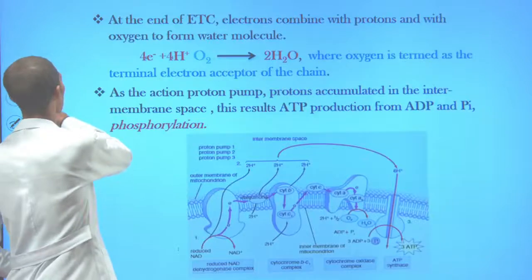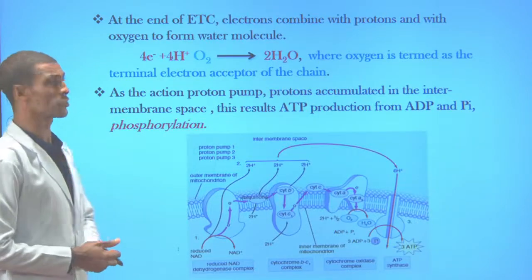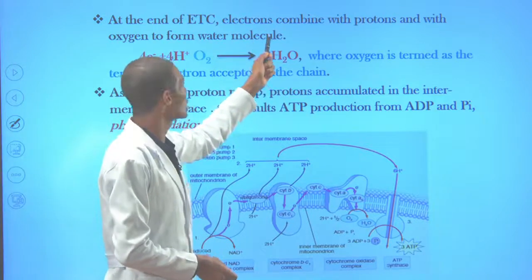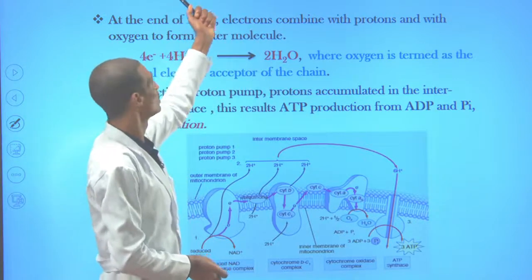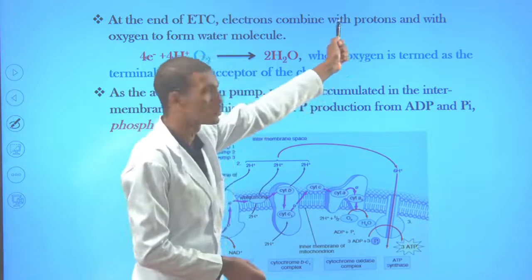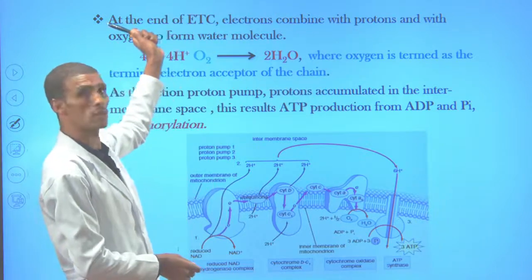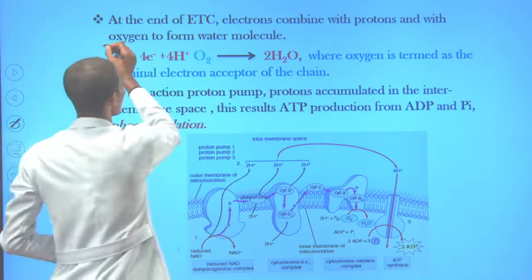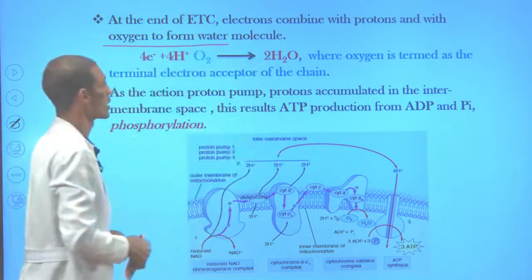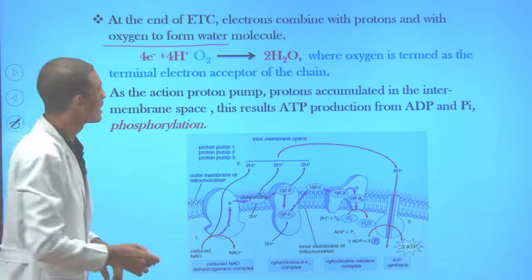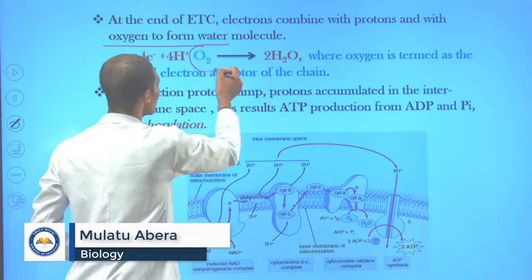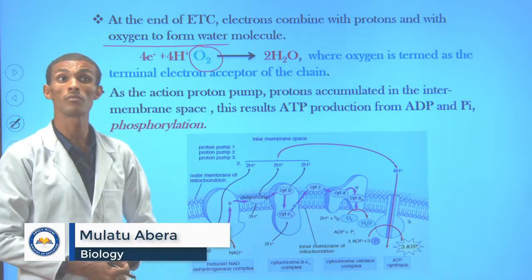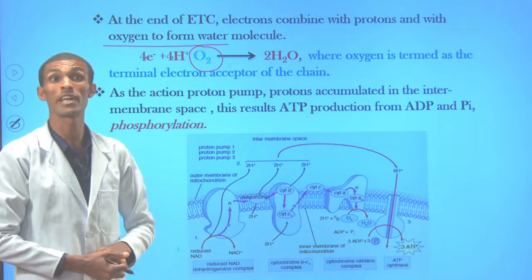Well, at the end of the electron transport chain, the electron, which is split from hydrogen, combines with the proton, which is split from hydrogen from the earlier coenzyme, and binds with oxygen to form a water molecule. So, in the process, oxygen is considered the terminal electron acceptor of the respiration chain totally.